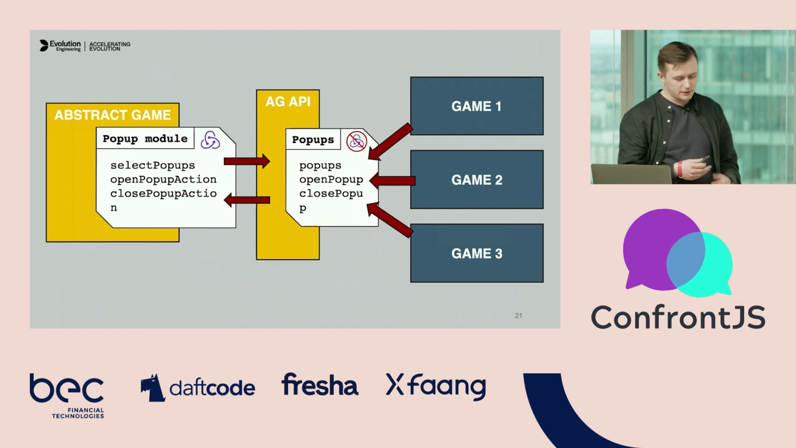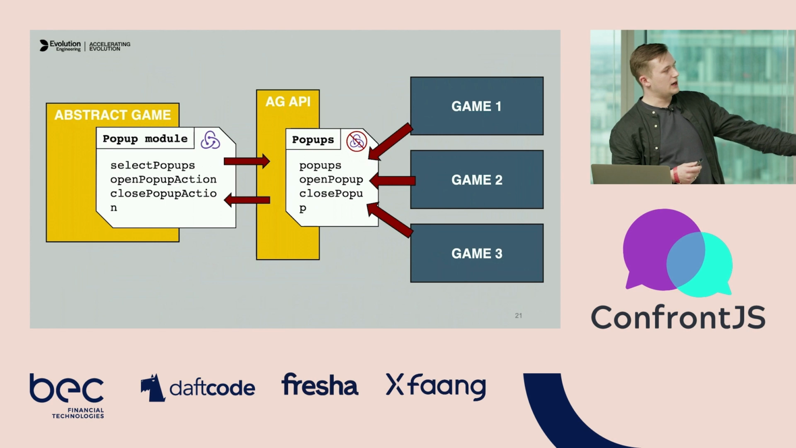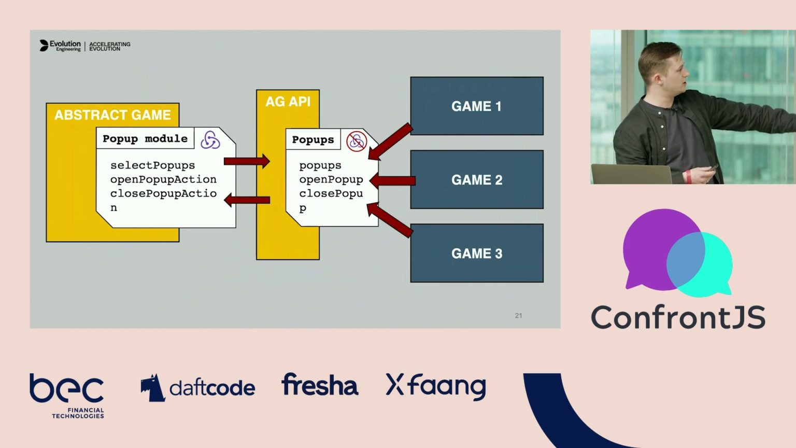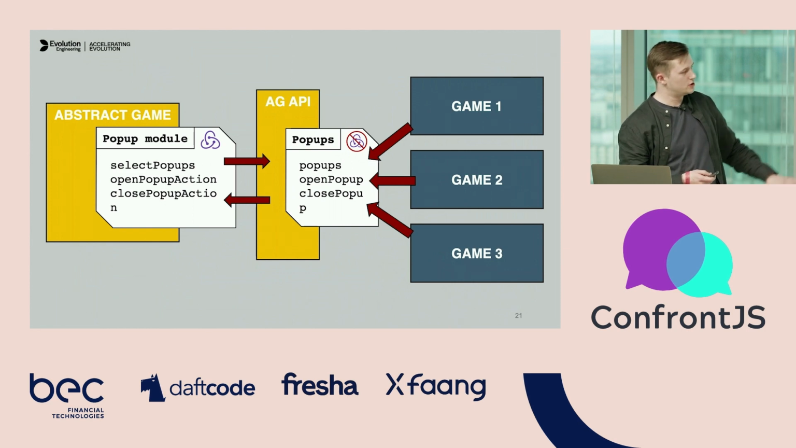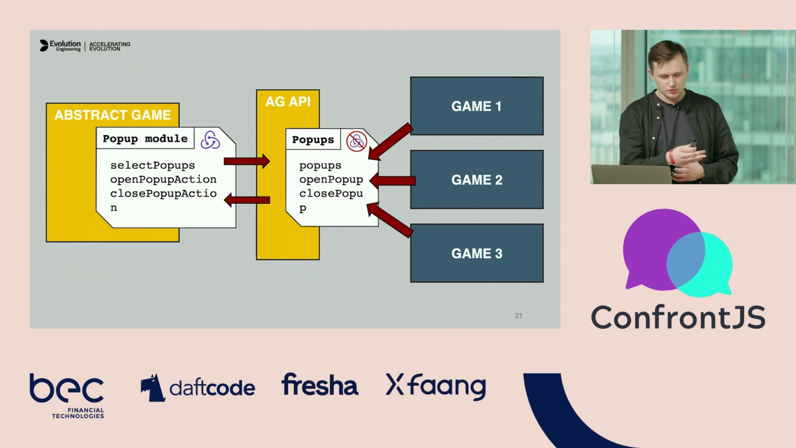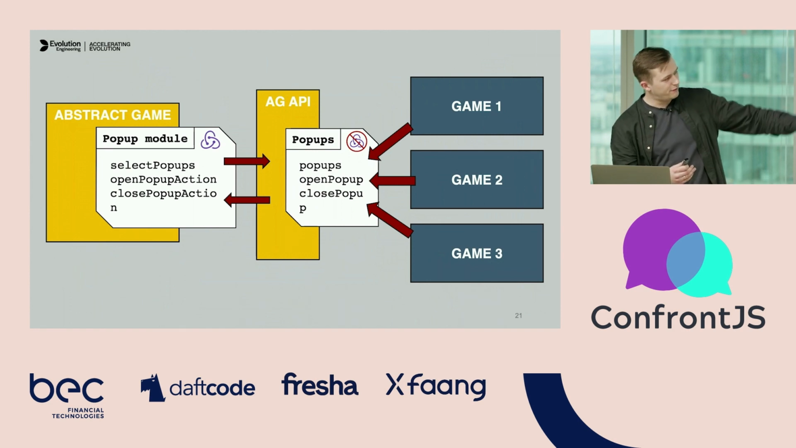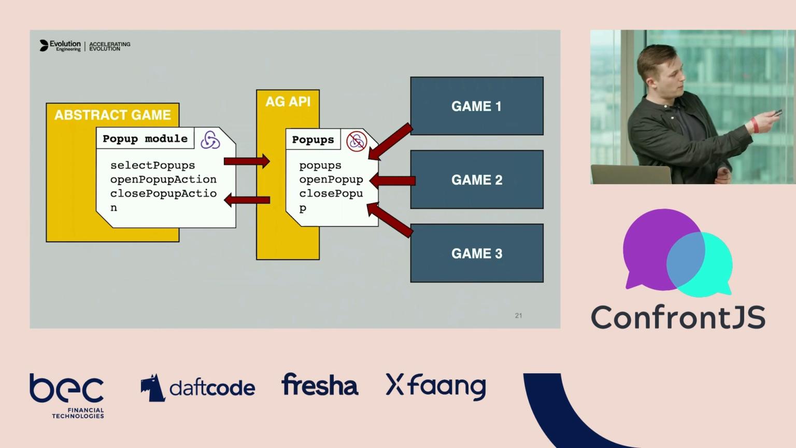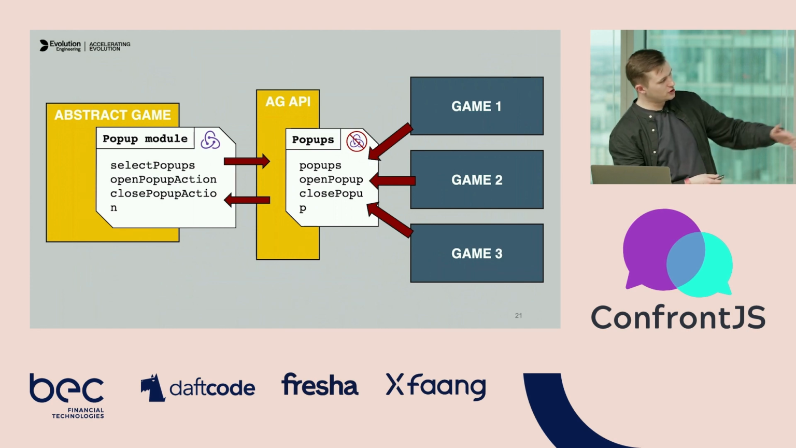But how did we implement that? The abstract game API was modular, and every module of the abstract game API corresponded to an abstract game module. So we changed the way we interact with the abstract game, but we kept a familiar structure for the games. So instead of getting pop-ups through the selector, you just subscribe to the observable value of the pop-ups module. Instead of dispatching the action, you just call the open pop-up action of the pop-ups module.